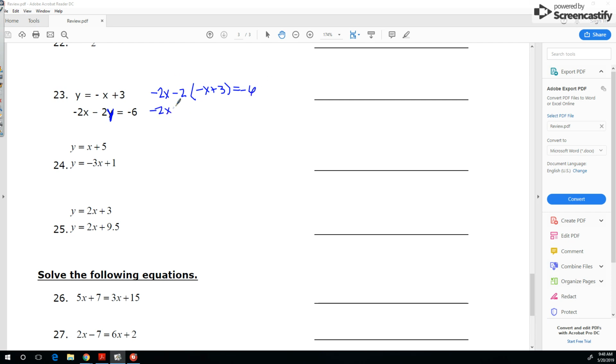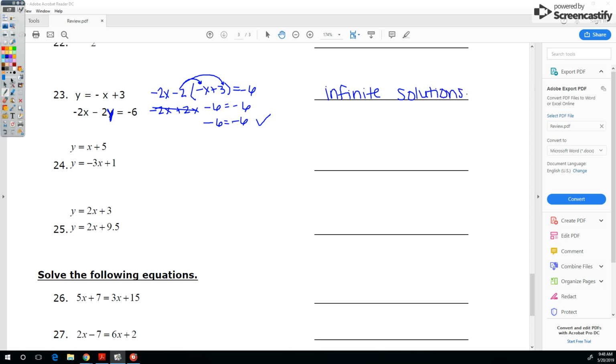Distributive property, I'm going to distribute a negative 2. So that's positive 2x. Negative 2 times 3 is negative 6. Combining like terms, that's 0. Does -6 equal -6? Absolutely. So we have infinite solutions. These would be the same exact line.